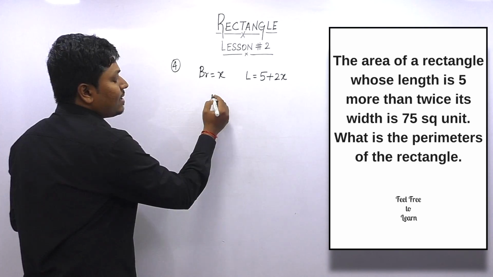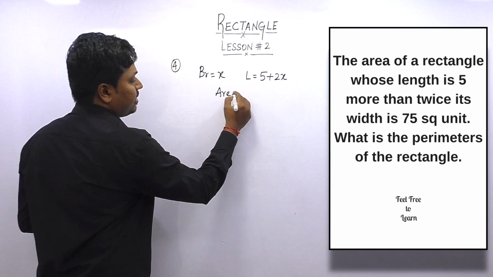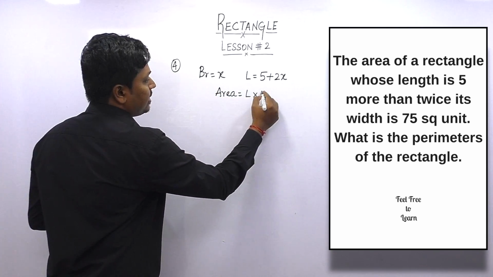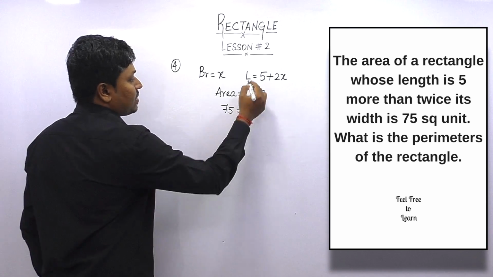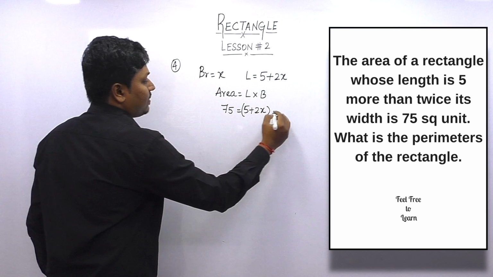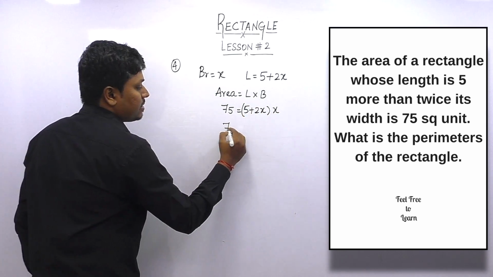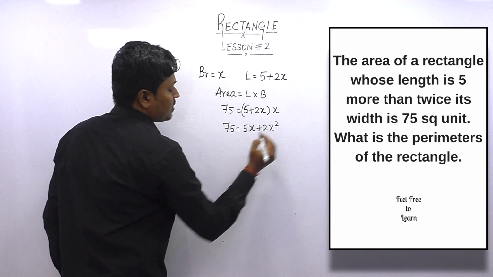And here the area is given, that is 75 square units. So let me find the value of x initially. Area is equal to length into breadth, and we know the area is directly given, that is 75. So the length will be 5 plus 2x and the breadth will be x. So let me multiply this. So 75 is equal to 5x plus 2x square.